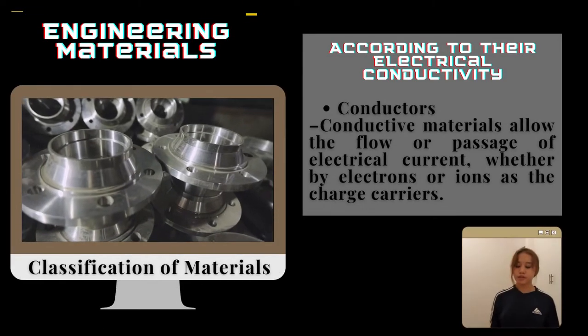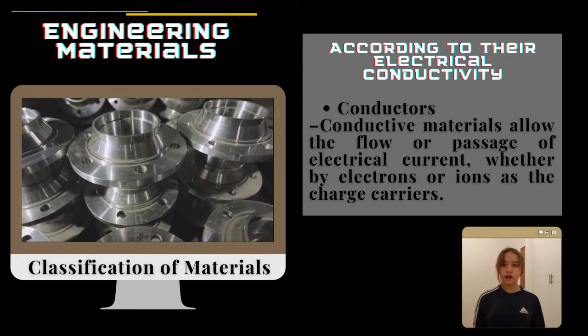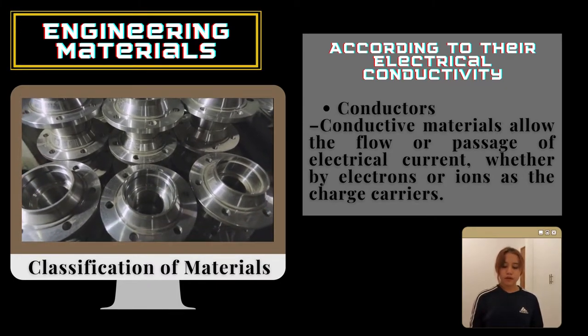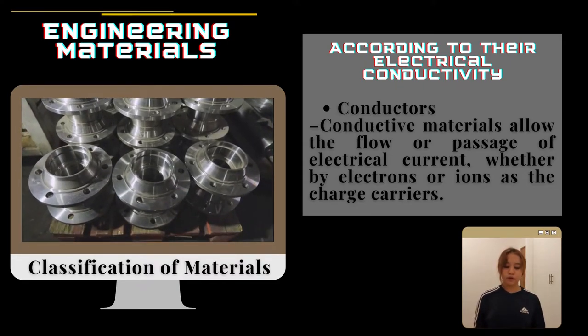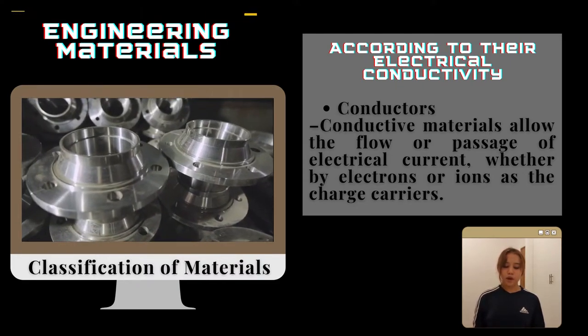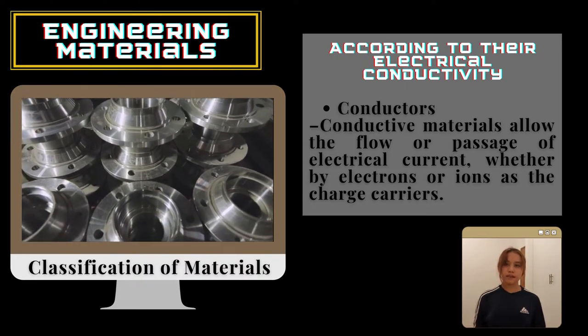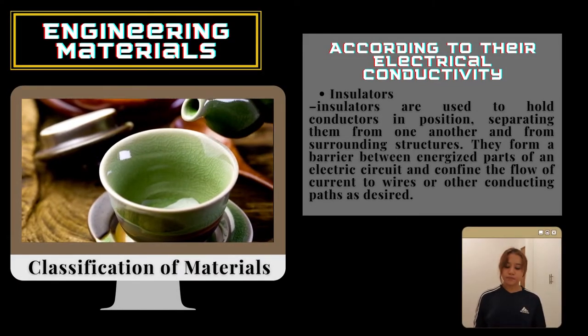Classification of materials according to their electrical conductivity. Number 1, conductors. Conductive materials allow the flow or passage of electrical current, whether by electrons or ions as the charge carriers. Example, metals. Number 2, insulators.